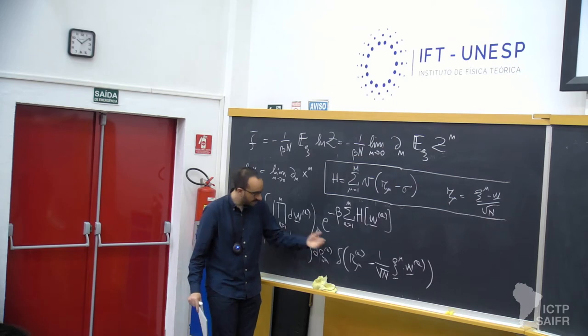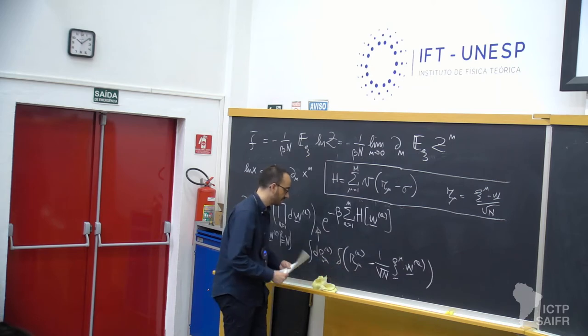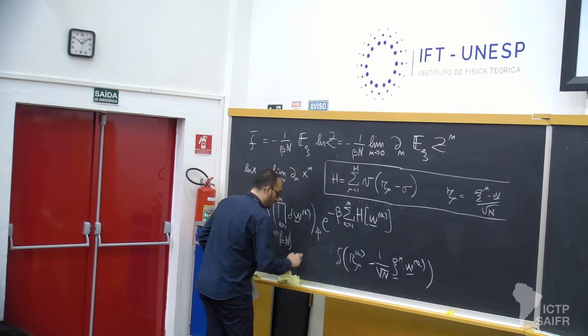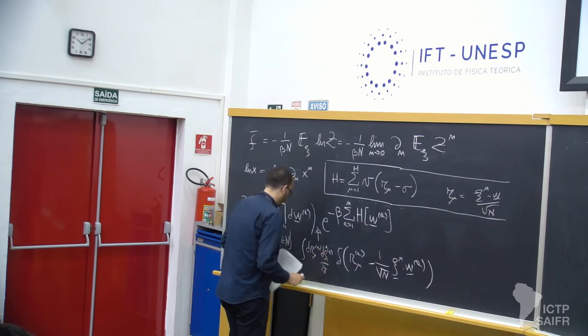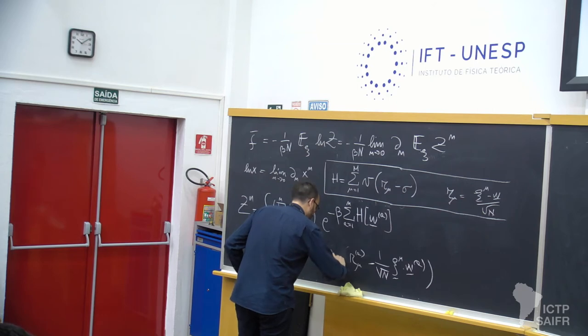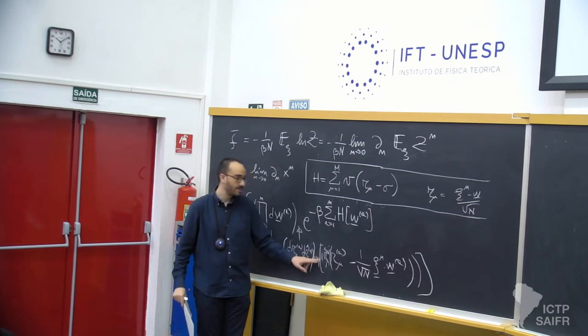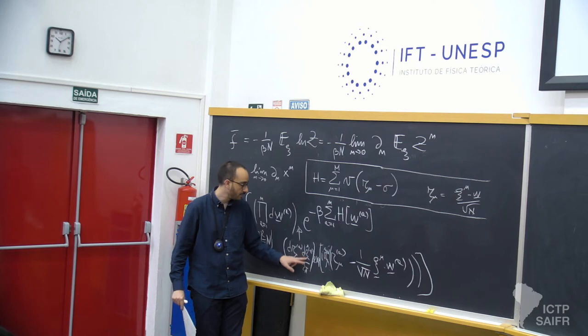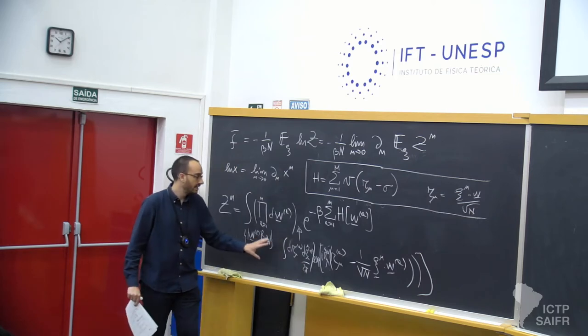And now what I do is exactly the same as what I did yesterday. So I take the Fourier representation of this delta. I just consider the Fourier representation of the delta, introduce these variables R mu hat. So all this integral is equal to 1, and I can put it inside.